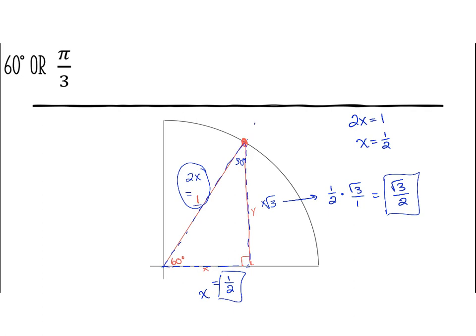So if I were to write this coordinate, that x side goes out to 1/2, and my y side, if I were to measure that over to the y-axis, comes over to the square root of 3 over 2. So for a 60-degree angle on the unit circle, it has the coordinates 1/2, square root of 3 over 2.